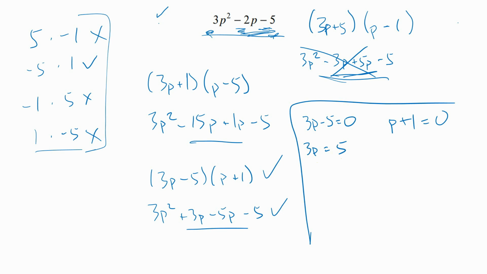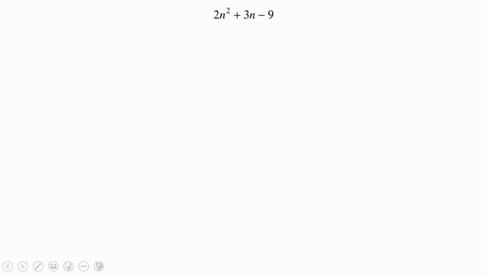And I'm going to divide both sides by 3. I'm going to get p equals 5 over 3. And that's it. For my other one, just subtract 1 from both sides, and I'll get p equals -1. So there are my two solutions to this problem. All right, so I'm just going to do one or two more. All right, here's my next one.